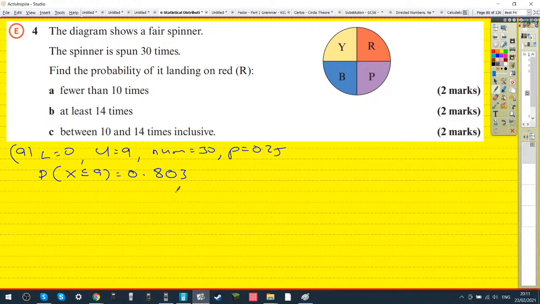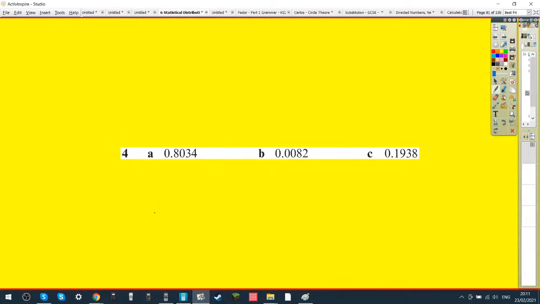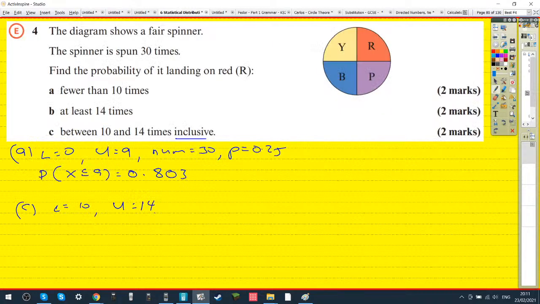What would be question C? So would the lower be 11? Inclusive, so 10. And the higher would be 14. Yeah, that's fine. The other way would be exclusive. So it's exclusive, just 11 and 13 then. Correct.